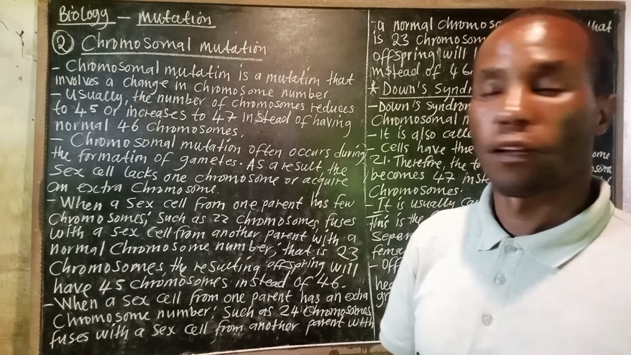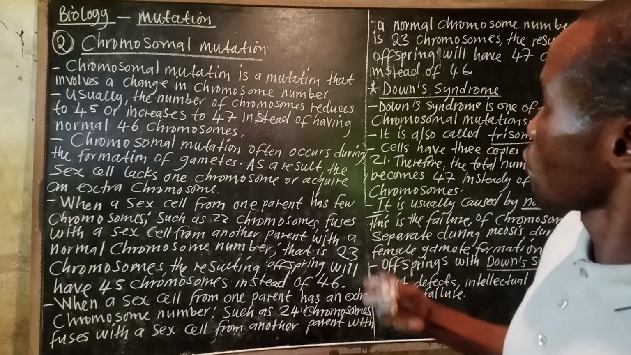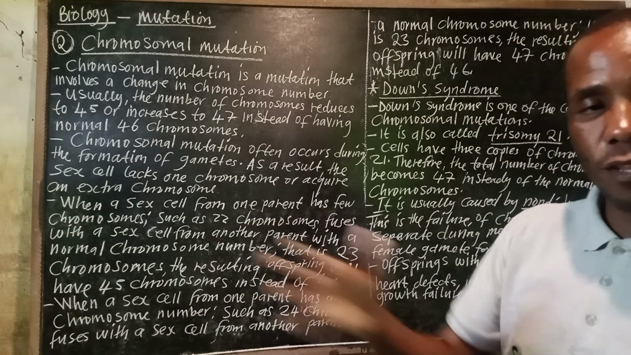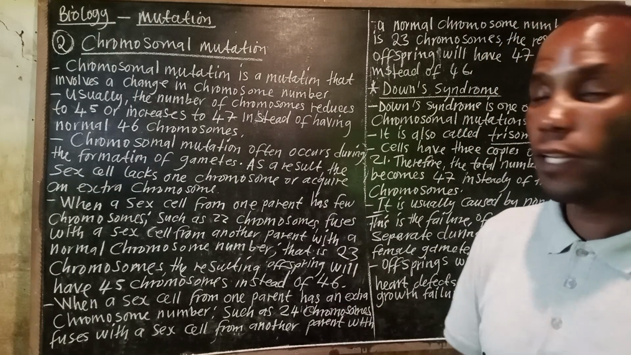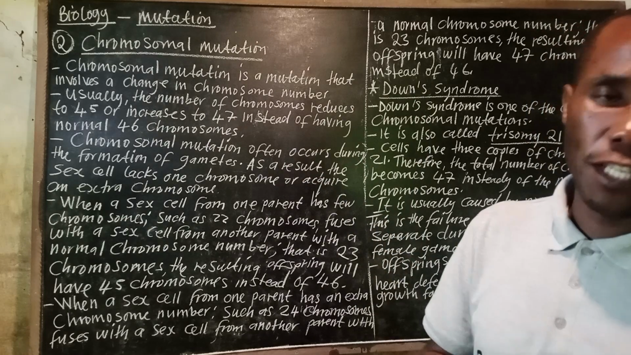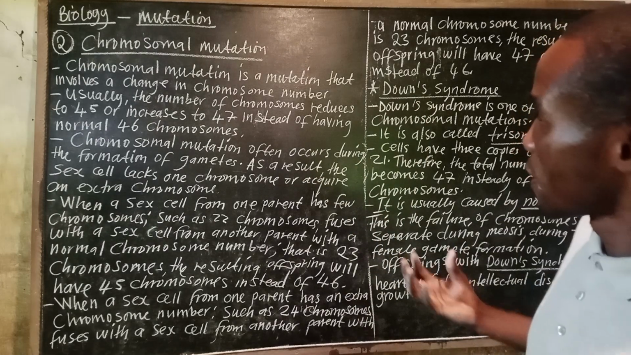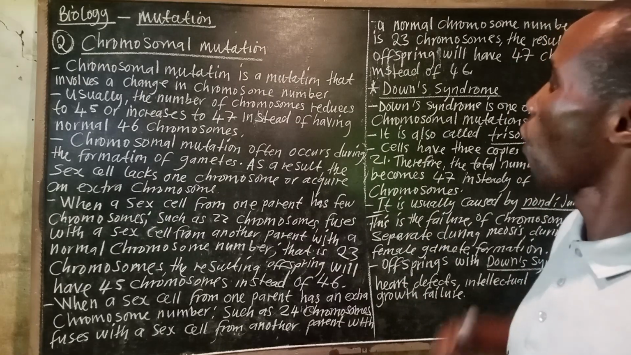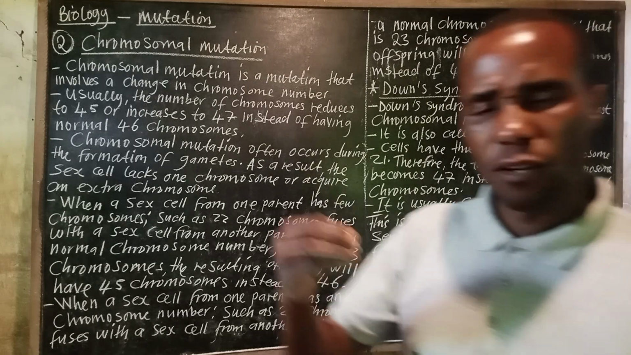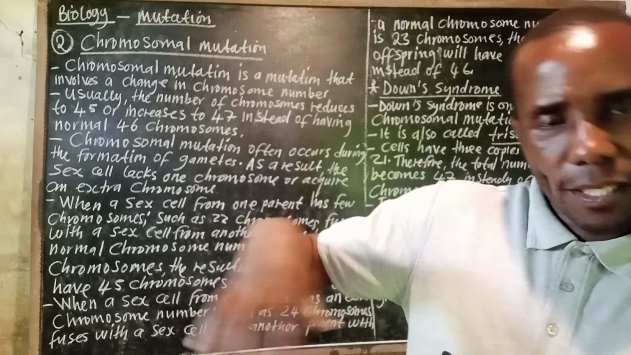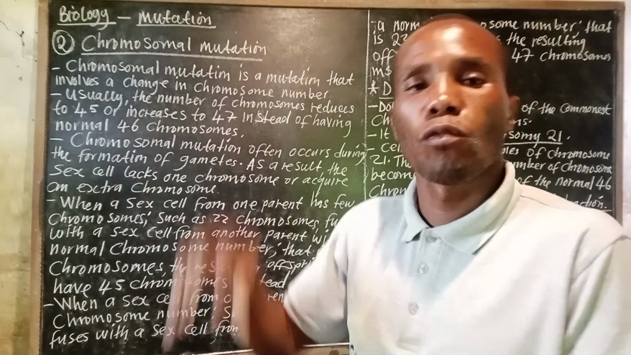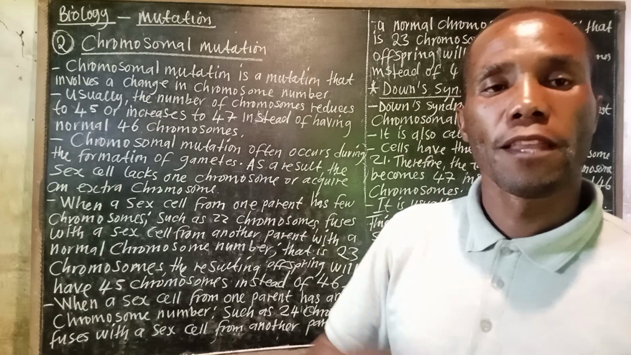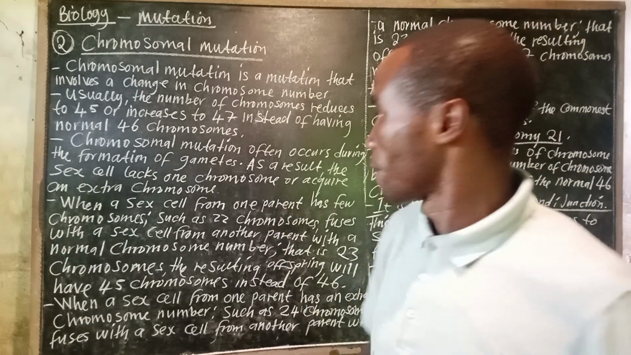Okay. So chromosome mutation often occurs during the formation of gametes. During the formation of what? Gametes. That's when the chromosomal mutation occurs. As a result, the sex cell lacks one chromosome or acquires an extra chromosome. When a sex cell lacks one chromosome or acquires an extra chromosome, that's when the chromosome mutation occurs.